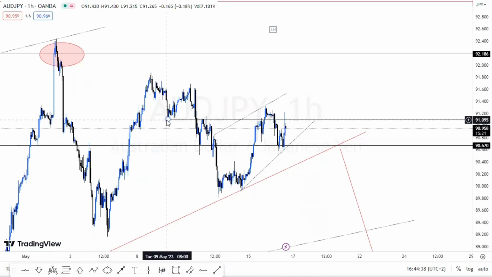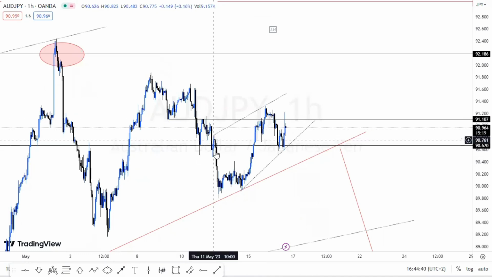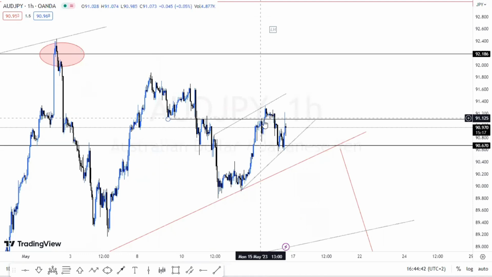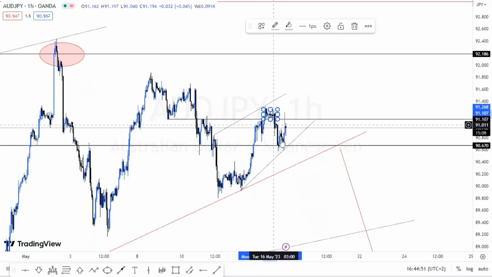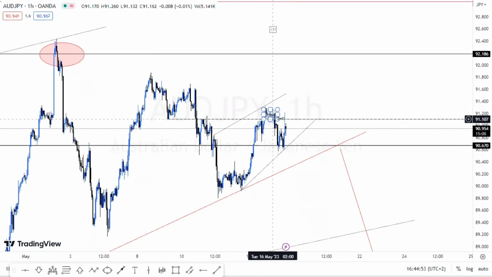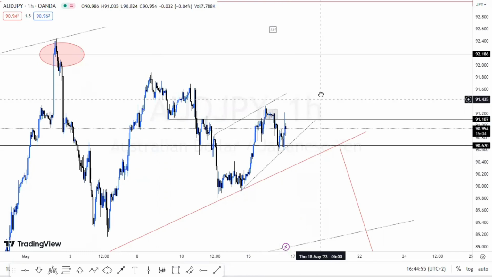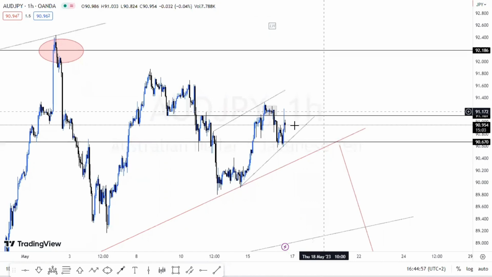Because look at what it did. It was a good support. It was broken, retested. The price came here, failed to break, but then finally broke, but then didn't last. It didn't last when it did break. Now it's back inside. It's back below the same line. So we'll just be watching what the market does.